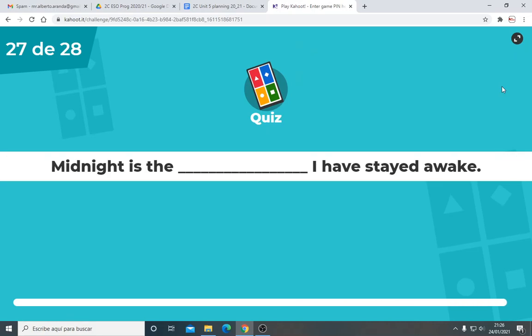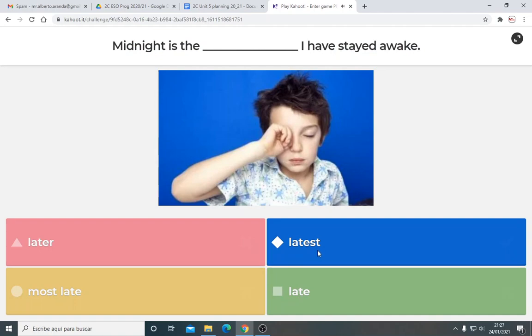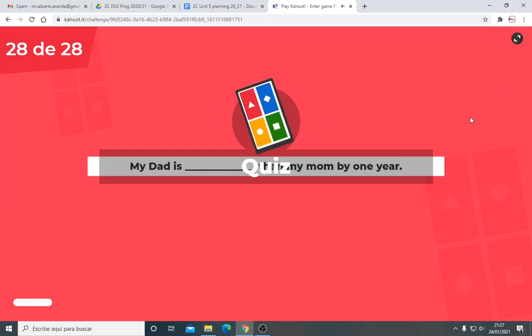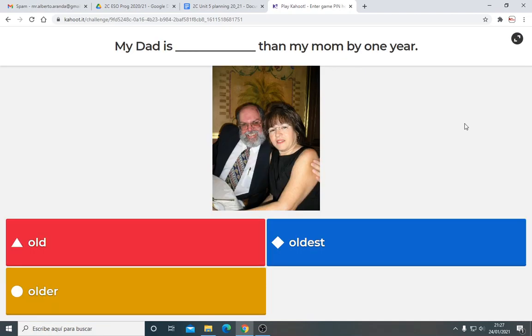Midnight is the, this is superlative. Late, one syllable, so you have to be later or latest, since it is superlative, the latest. And the last one, my dad is older, no? Comparative, it's a long word, old, so you have to be older or oldest. It's a comparative, sorry, because we've got this than here, so it's older.